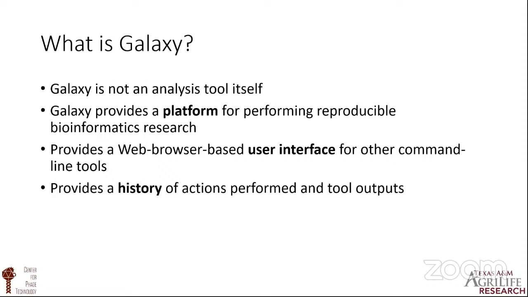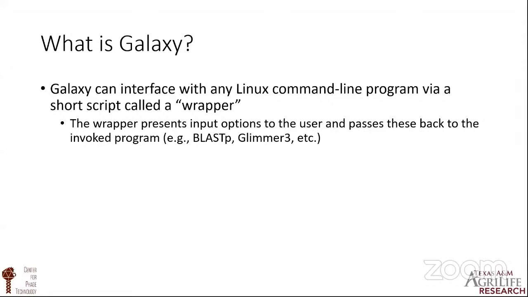Galaxy operates by interfacing with any Linux command line program by a short script, which is called a wrapper. The wrapper represents the input options to the user and passes these properly structured commands back to the program, such as, for example, BLASTP or Glimmer3, or any other command line tool that you may be interested in using. Galaxy runs that job and keeps a record of that job. It then keeps track of the inputs that were sent to it, and it keeps track of the outputs that are produced, and which are all placed in a user history. Ultimately, Galaxy offers the power and flexibility of command line bioinformatics to the average biologist just by using a simple web interface.